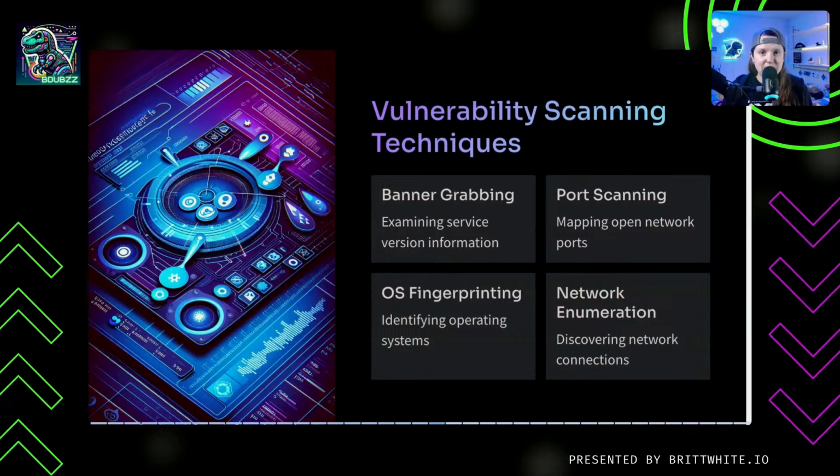Then, there's OS fingerprinting. This technique helps us identify exactly which operating systems are running on different devices across the network. This information is important because different operating system versions have their own unique set of vulnerabilities that we need to be aware of. Finally, we perform network enumeration. This gives us the big picture. We're discovering and mapping out how everything in the network connects together. Think of it like creating a detailed map of all the roads and connections in a city. Understanding these connections is important for comprehensive security testing.